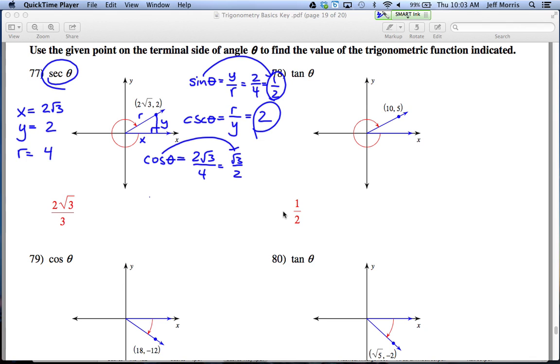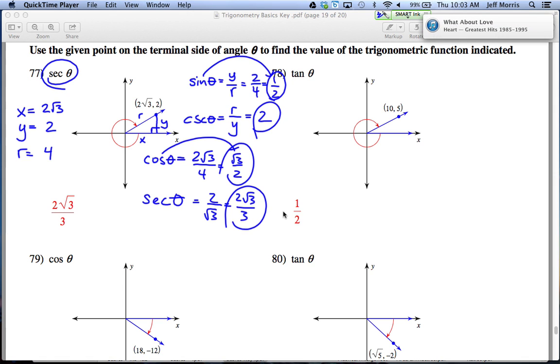Okay, what is secant? Reciprocal. So if I do the reciprocal, let's reciprocate this one, because that's pretty easy to reciprocate. It's 2 over root 3. What does it end up being? 2 root 3 over 3. That totally makes sense to me. There's our secant value.